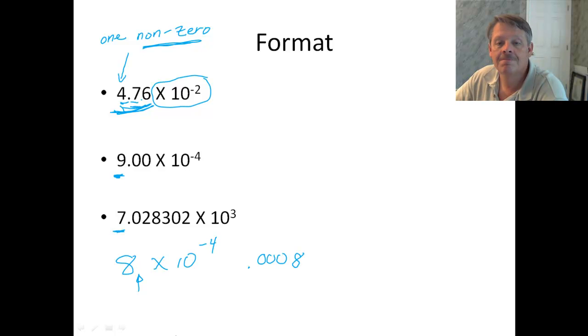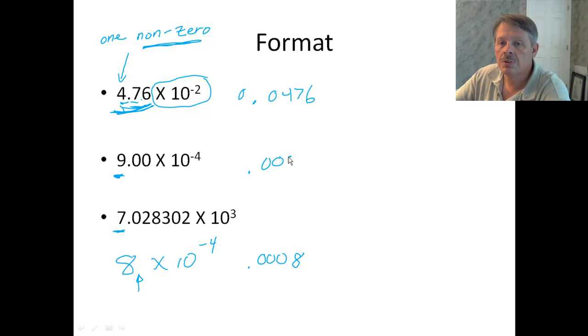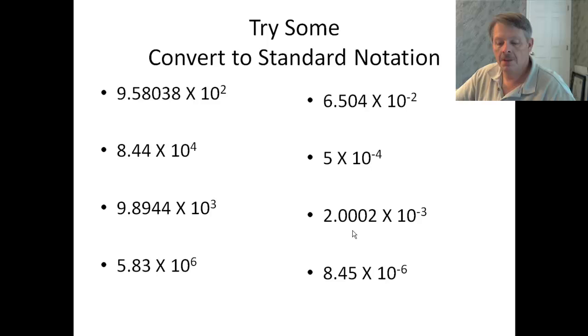Okay. This number would be, let's just go and do these very quickly. Right? You should be able to do these in your head. 0.0476. This one is going to be 0.000900. This one's going to be 7028.302. All right. So what I would like you to do is I'm going to take a break. You go ahead and pause the video and see if you can do these 8 problems, and then turn me back on, and I'll go through all of them with you.